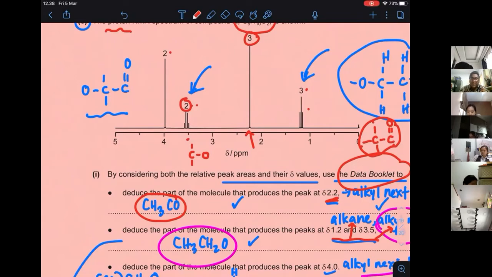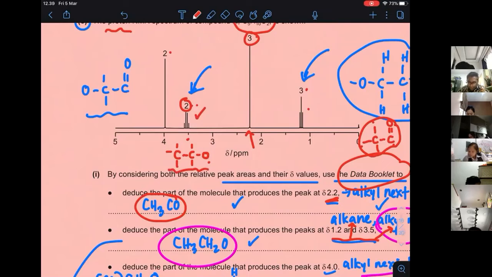It means the carbon next to it, this is no carbon. So there will be another carbon over there, which has 3 hydrogen. Why? Because if you have 3 hydrogen environment, then the splitting will be n plus 1. So 3 plus 1.